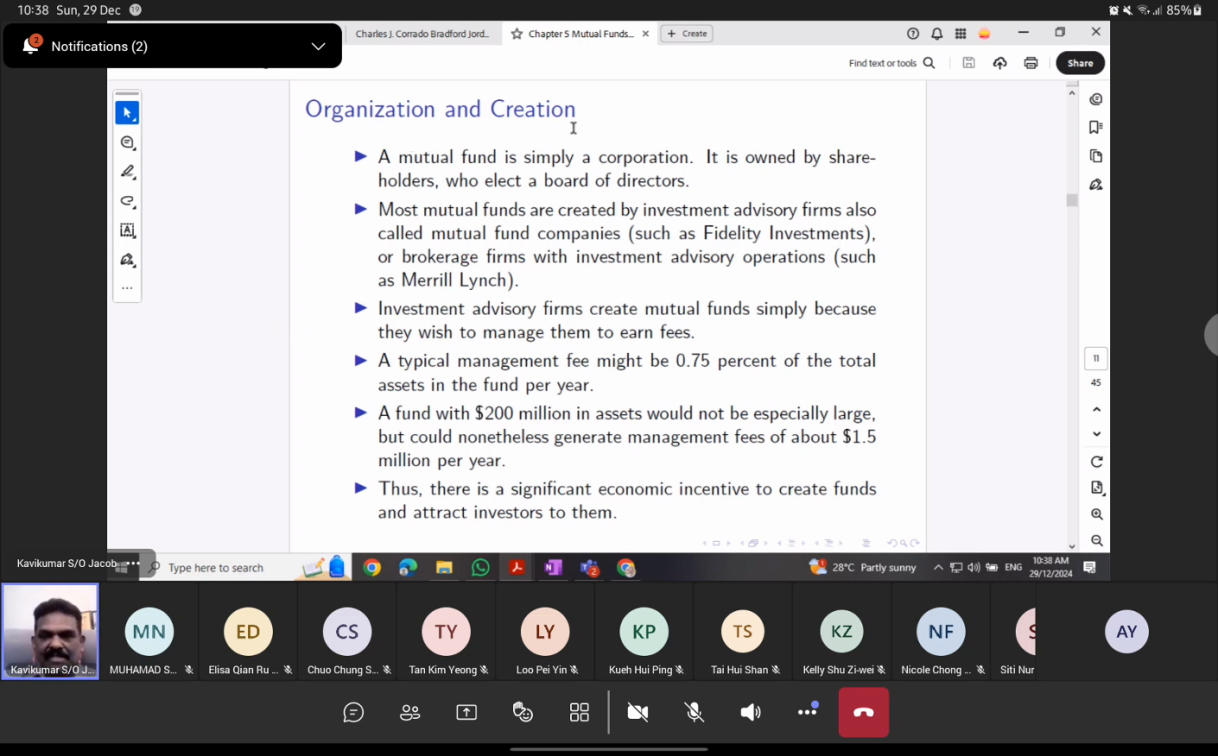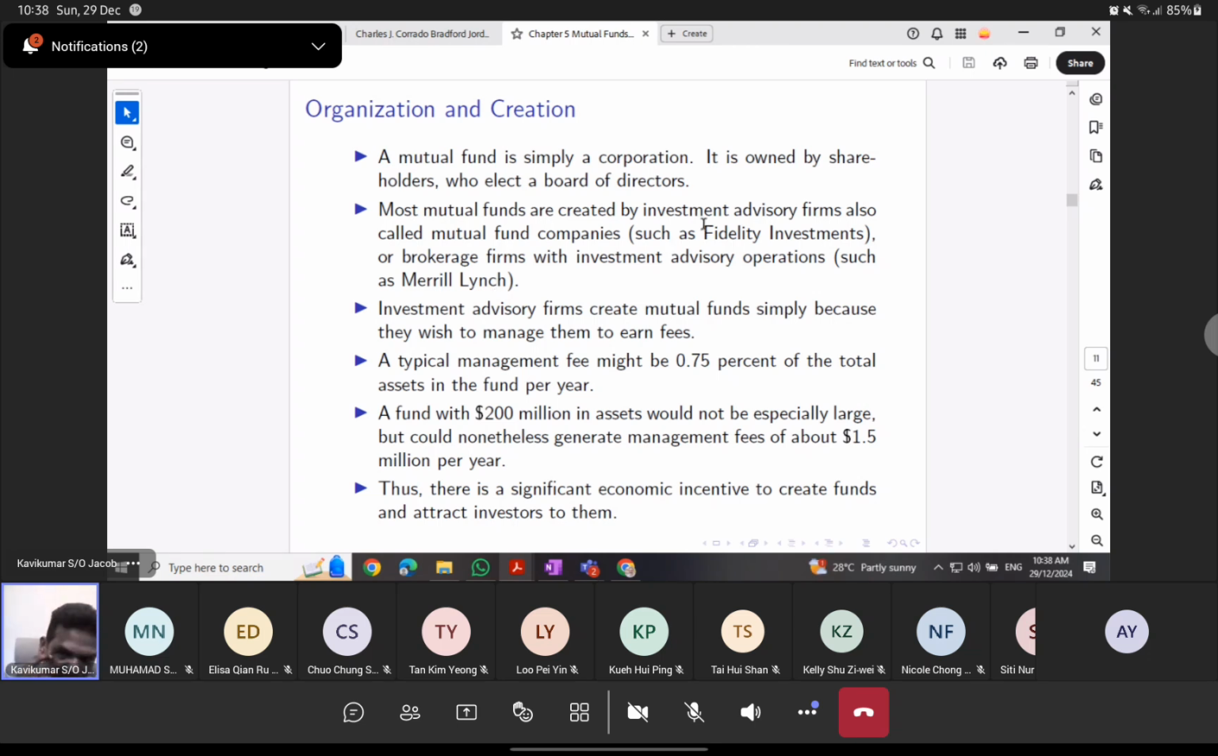Okay, organization and creation. So how to organize the mutual fund and how to create the mutual fund. A mutual fund is simply a corporation. It is owned by shareholders who elect a board of directors. Mutual funds are created by investment advisory firms, also called mutual fund companies such as Fidelity Investment, or brokerage firms with an investment advisory operation such as Merrill Lynch. This is from the US.